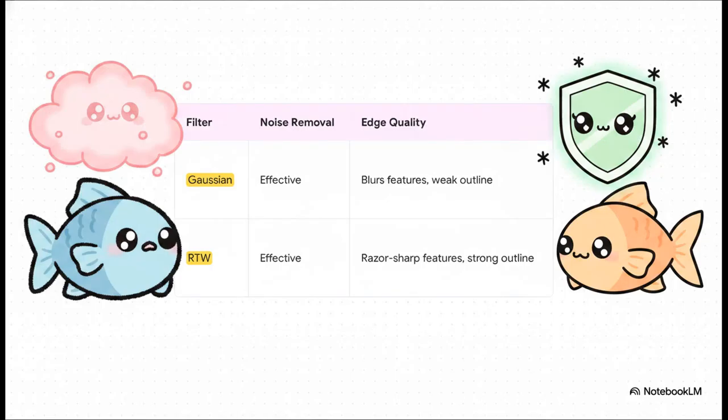And wow, the results are pretty staggering. Look at this comparison. Sure, both filters get rid of the noise, no problem. But the quality of the edge is a whole other story. The Gaussian filter leaves the fish's mouth and fins all blurry, and you get a thick, weak outline. But with the RTW filter, the features stay razor sharp, giving you a strong, clean, and way more accurate outline. The difference is just night and day.